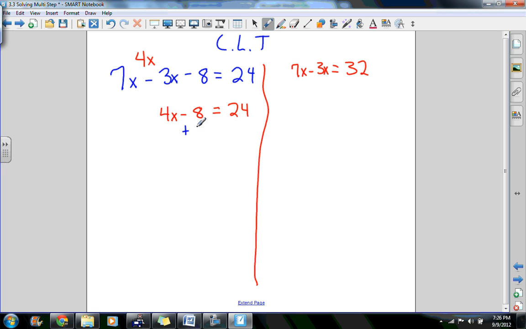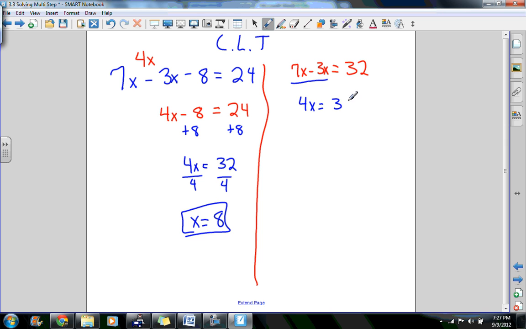4x minus 8, we're going to add 8 to both sides. So we get 4x equals 32. Divide by 4. So x equals 8 over here. And on this side, now we notice that we can combine the terms. So we have 4x's equals 32 total. We divide by 4. So x equals 8.